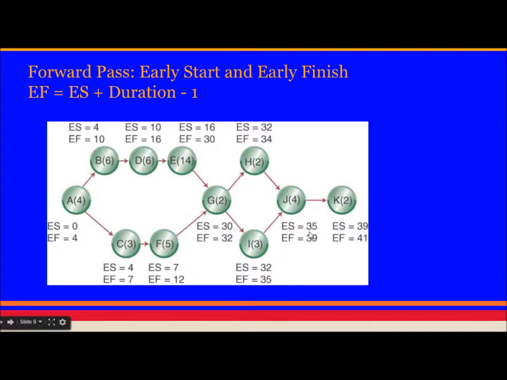It has duration of 4. So 35 plus 4 makes it 39. So early finish is 39. At 39 K can start, and it has duration of 2. So its early finish is 41. 39 plus 2 is 41. So this is the forward pass. I hope you understood.